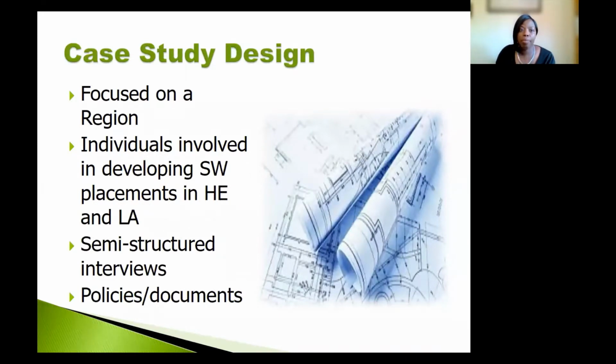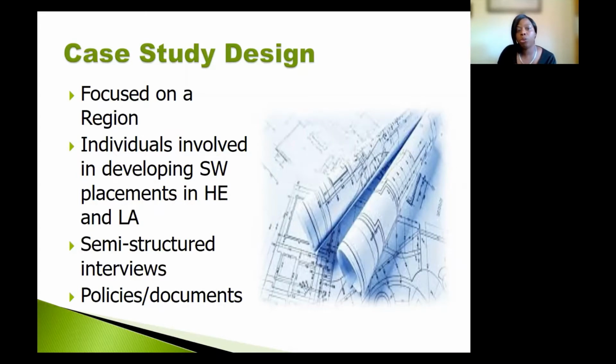Okay, so the case study design is focused on a region, the West Midlands. Individuals involved in developing social work placements in higher education and local authority, meaning that the people that I'll be recruiting as participants would be placement coordinators, or people that are involved in developing, administering and managing placements.